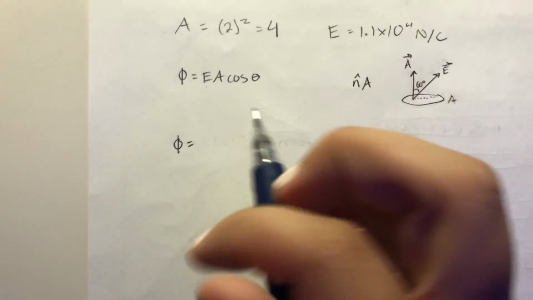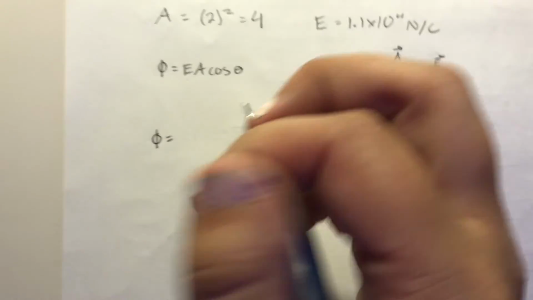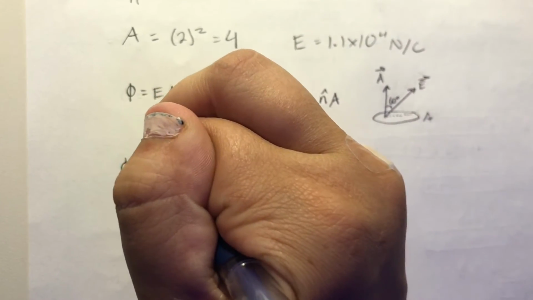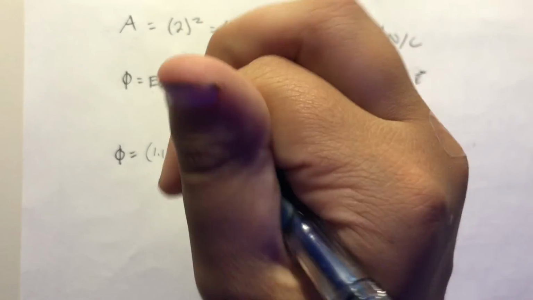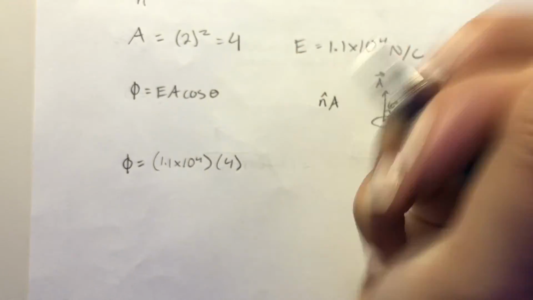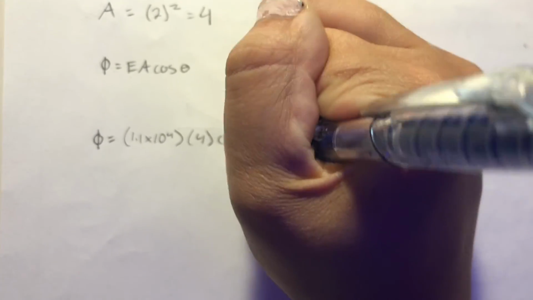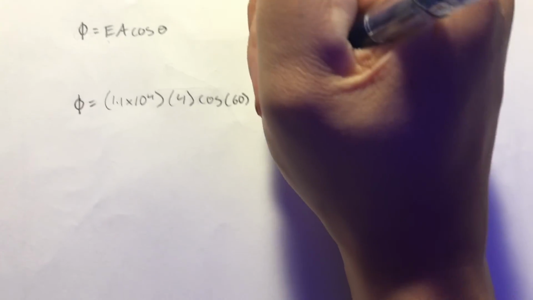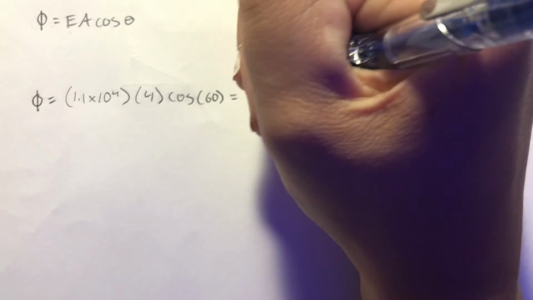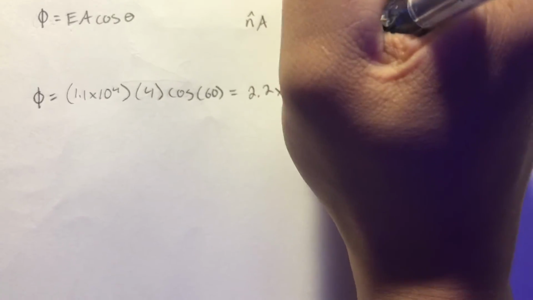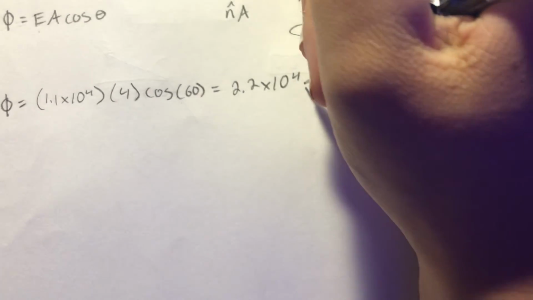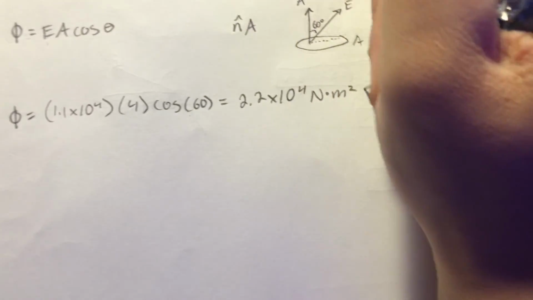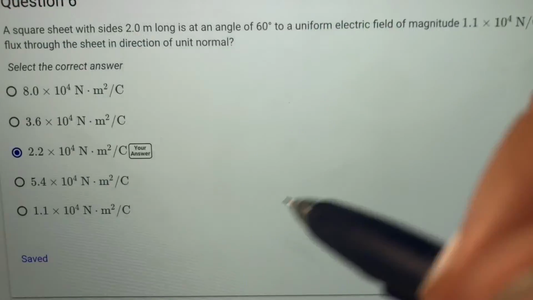So then all I'm going to do now is plug that into our equation for flux. We have the magnitude of the electric field, 1.1 times 10 to the 4th. We have the magnitude of the area, which is 4, and we're multiplying that times the cosine of 60, which is again that angle that we were looking at before. If we multiply all that out, that's going to give us 2.2 times 10 to the 4th. And again, since we're looking at flux, that's in newton meters squared per coulomb, and that is our answer right there.